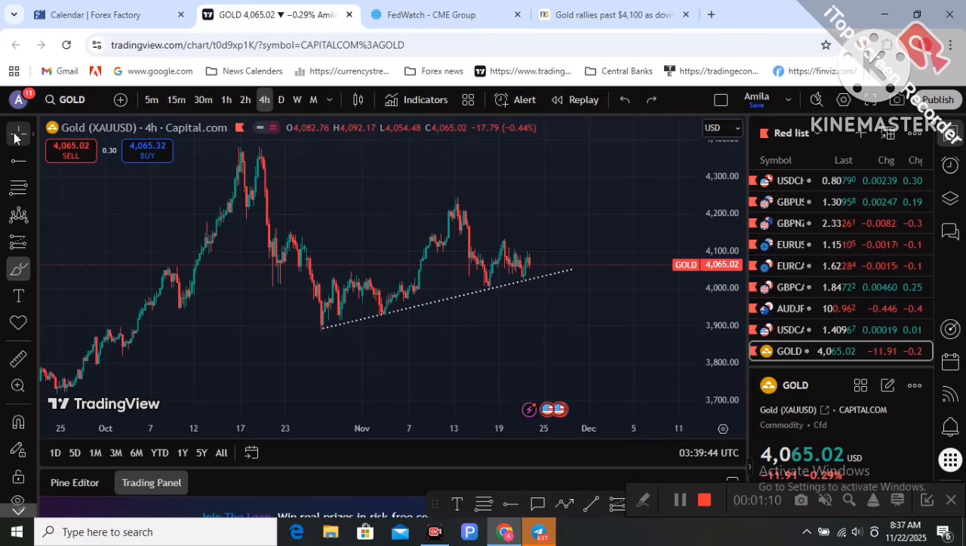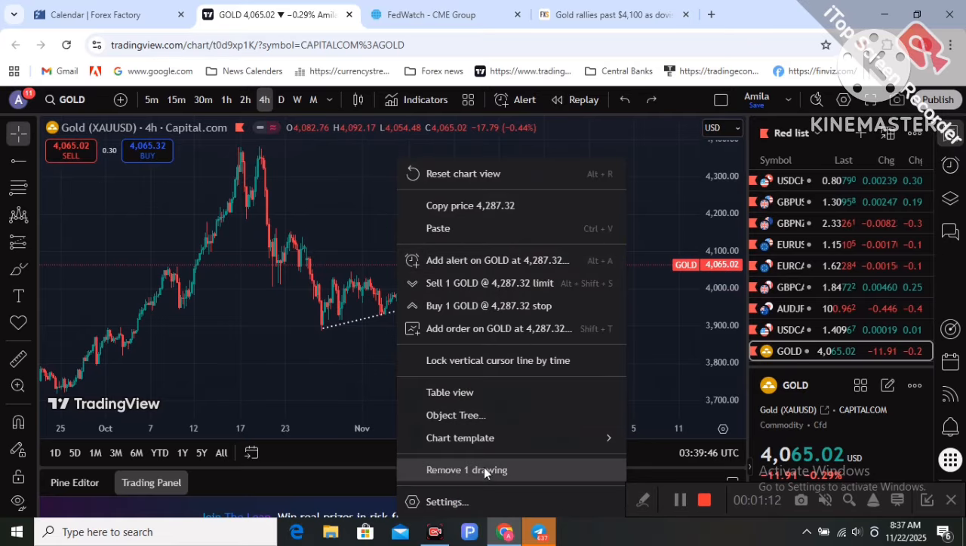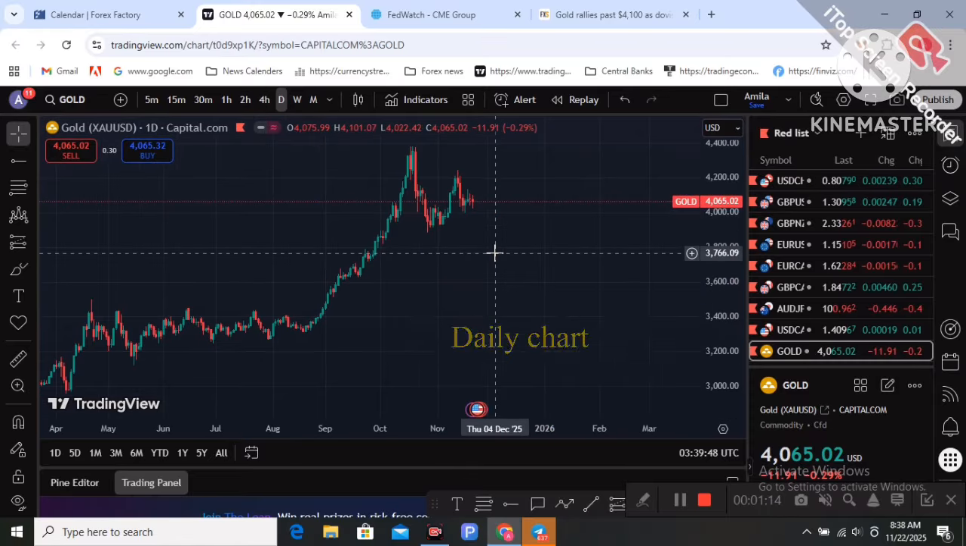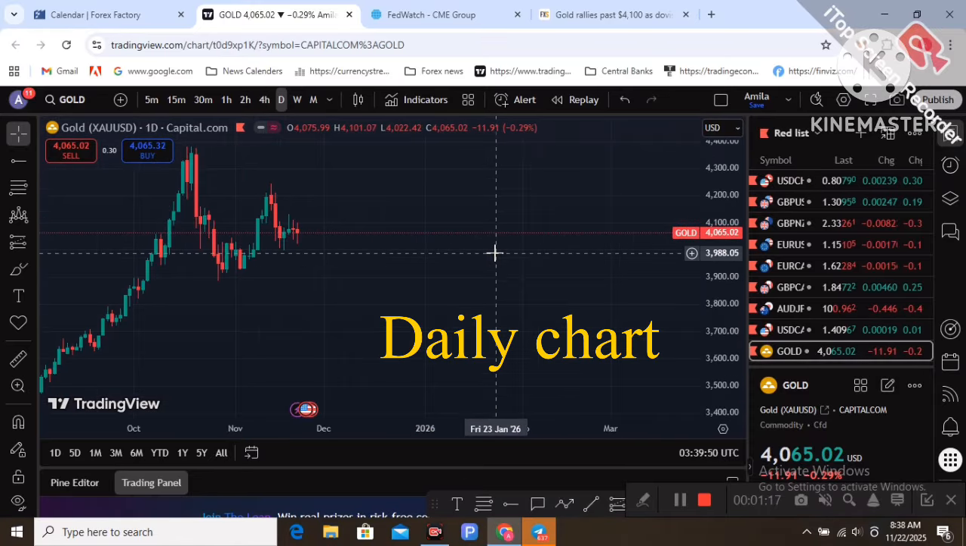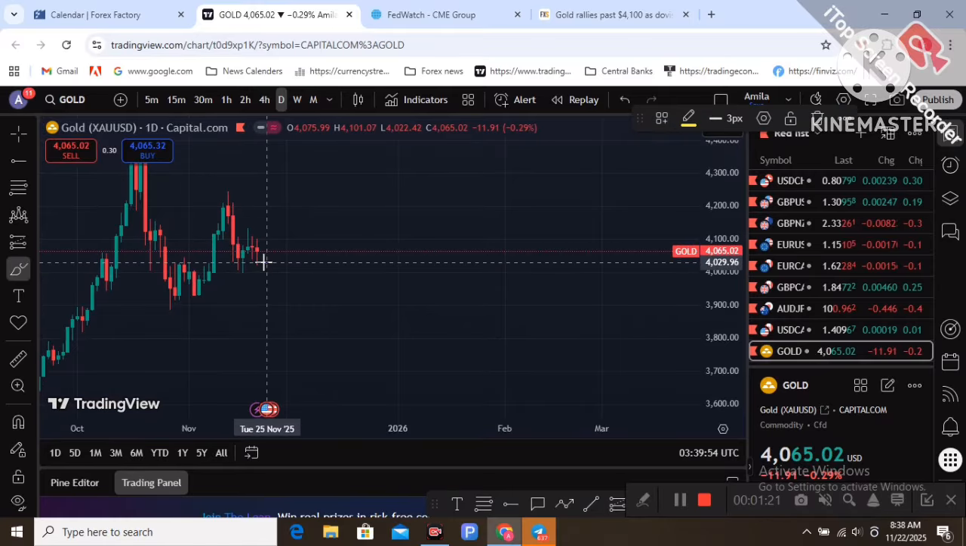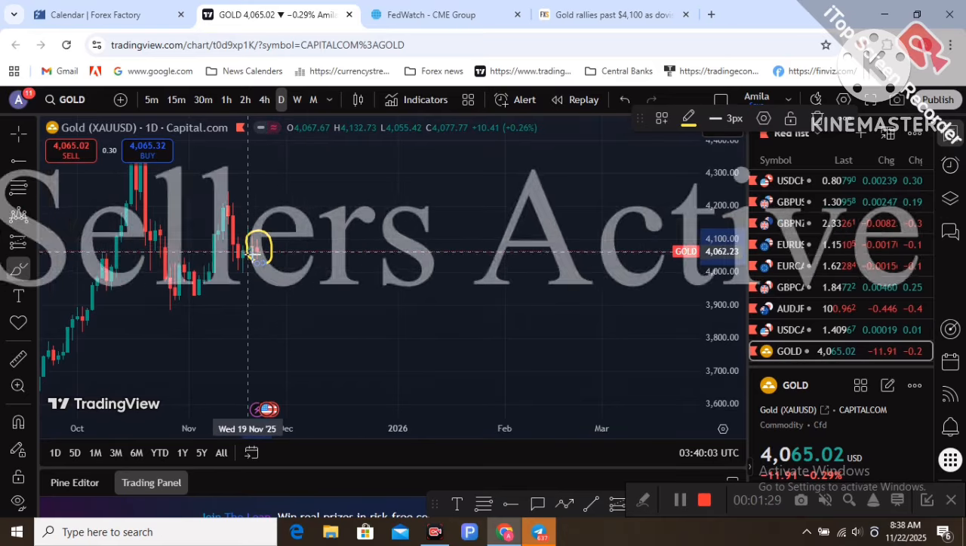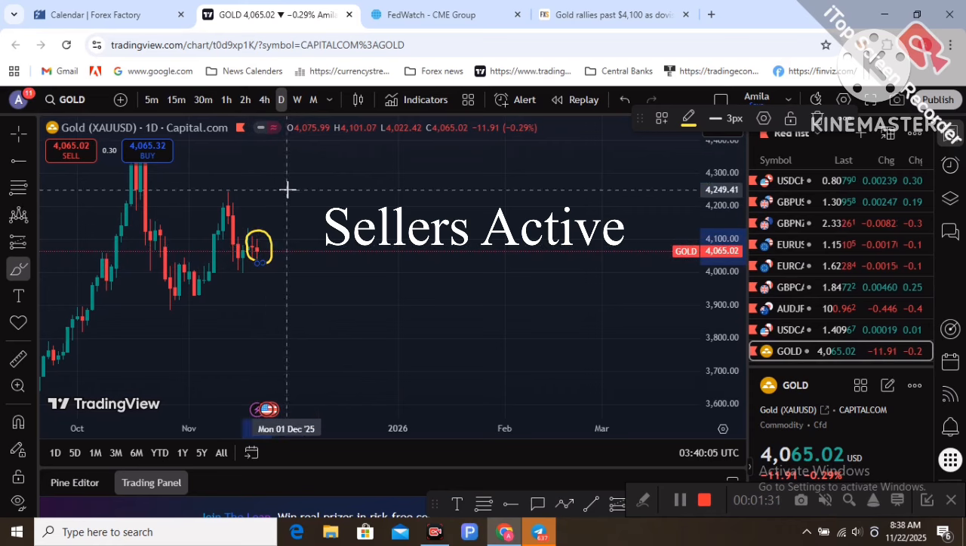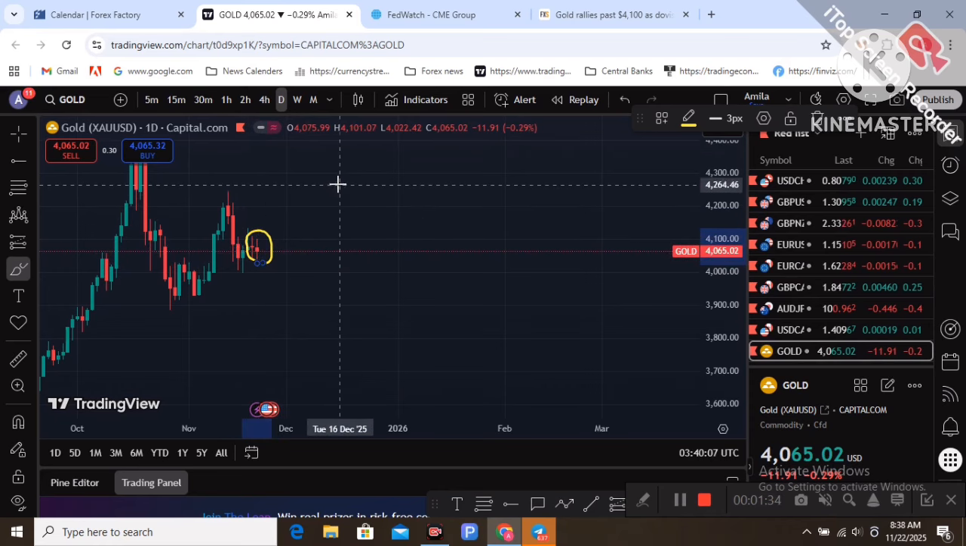So let's go to the daily chart. What happened in the last 5 days, last week? This is the daily candle. You can see the interesting thing here: last Thursday and Friday, the sellers are active in the gold price, selling gold. You can see two red daily candles, Thursday and Friday.